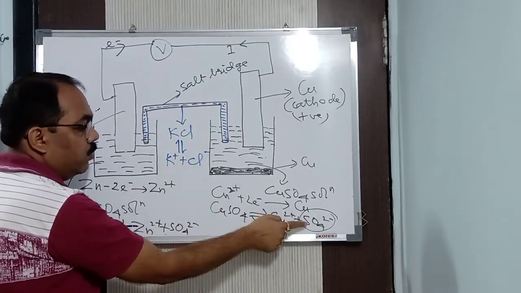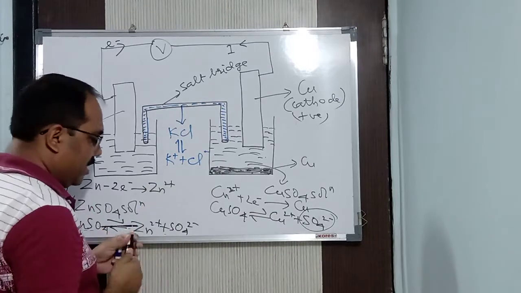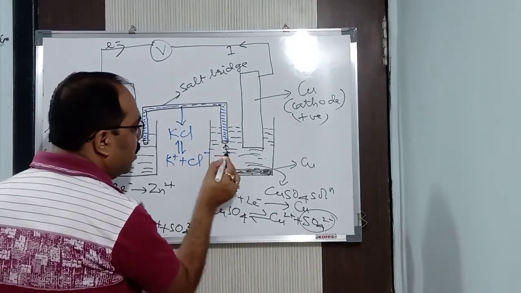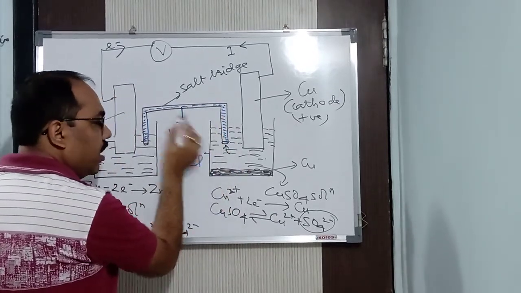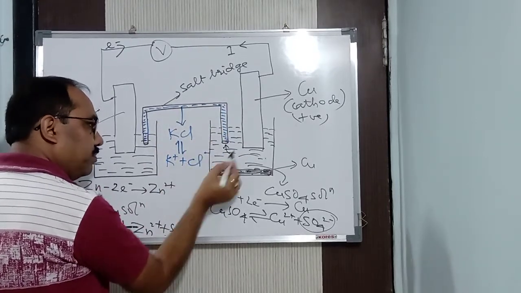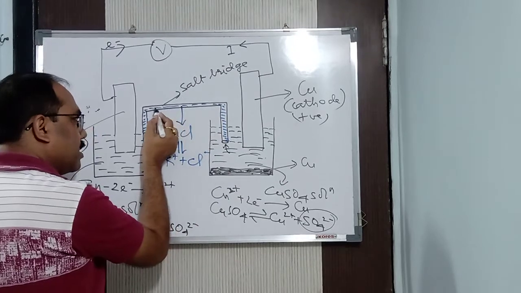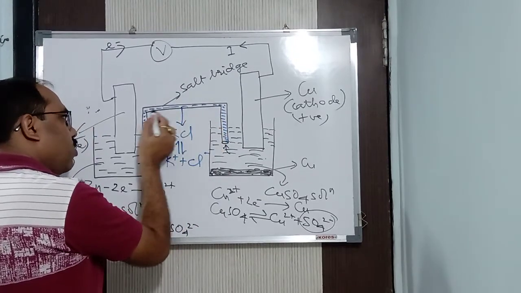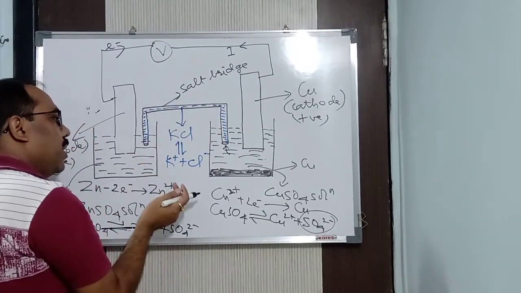Potassium ion is going to pull the sulfate ions towards itself. As a result, the charges enter through this, and hence it gets electrically neutralized. Now the charge has to also pass through this. So how will the charge pass through this?